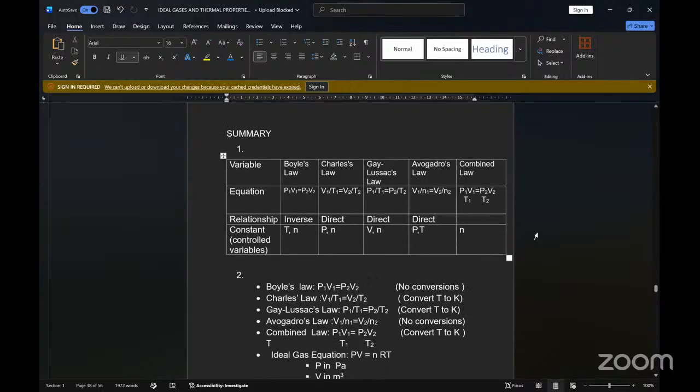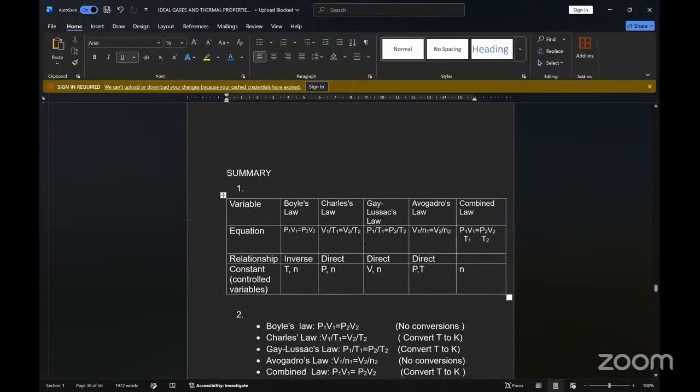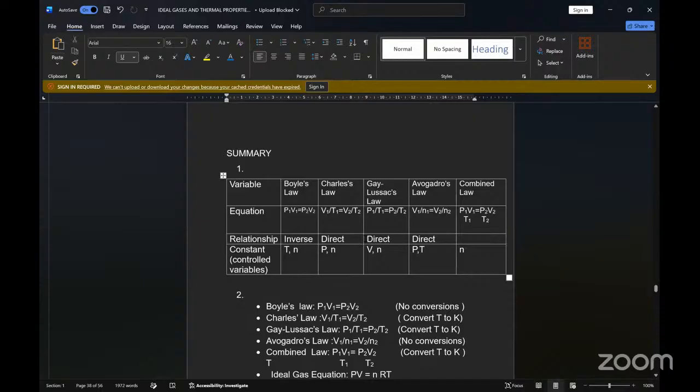Okay, so we have finished with the gas law. This is going to be a summary. I'll just quickly go through it. We have all done all these things, so you should know. Boyle's law is P1 V1 equals P2 V2. Charles' law is V1 over T1 equals V2 over T2. Gay-Lussac's law is P1 over T1 equals P2 over T2. And Avogadro's law is V1 over N1 equals V2 over N2. Then the combined gas equation is P1 V1 over T1 equals P2 V2 over T2.